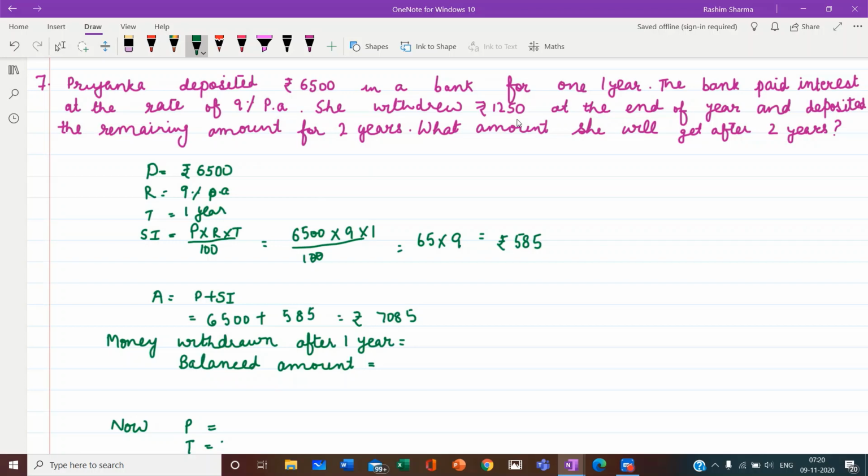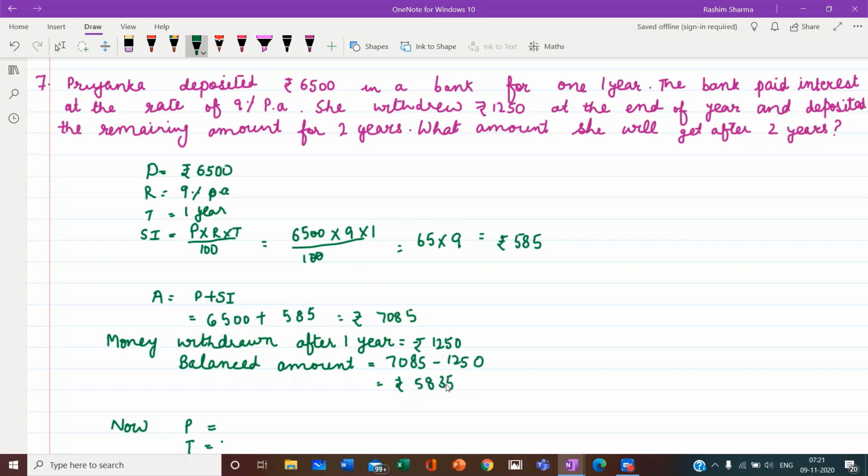Now she withdrew rupees 1,250 at the end of the year. It means money withdrawn after 1 year is rupees 1,250. It means what will be the balance amount? That is equal to 7,085 minus 1,250. So we get here rupees 5,835.